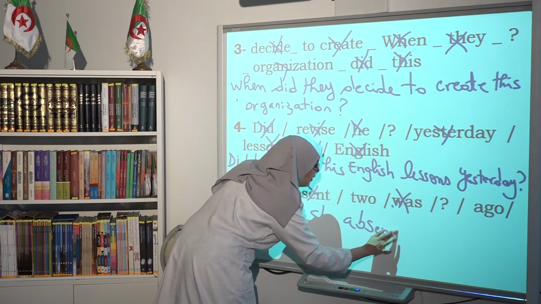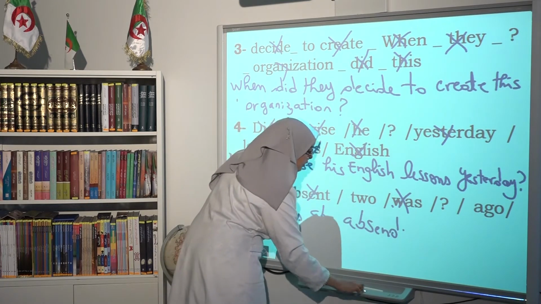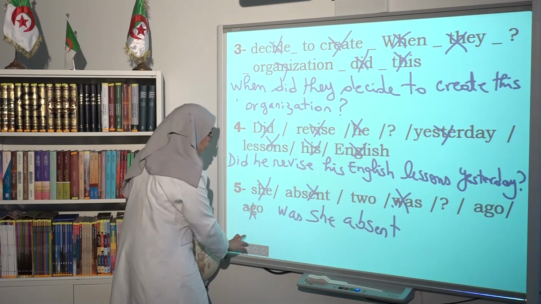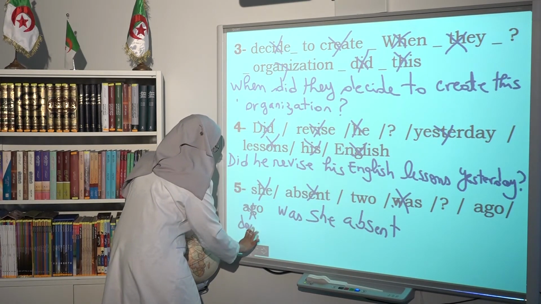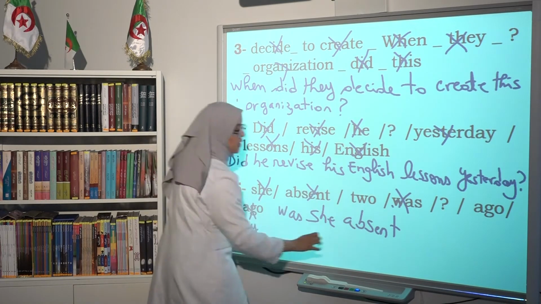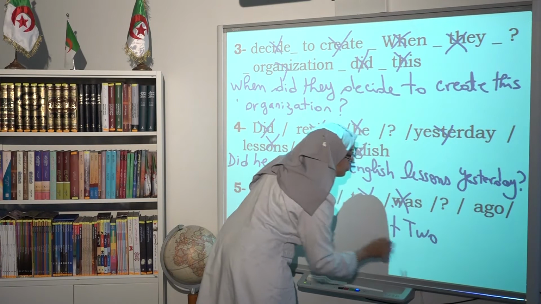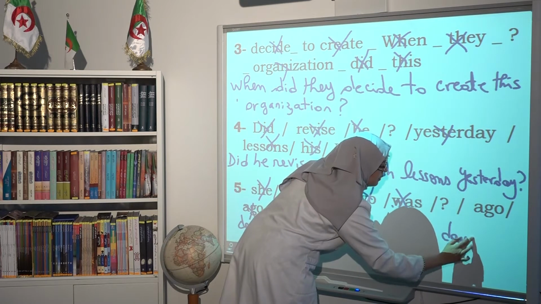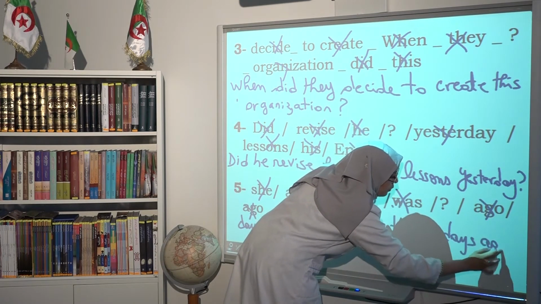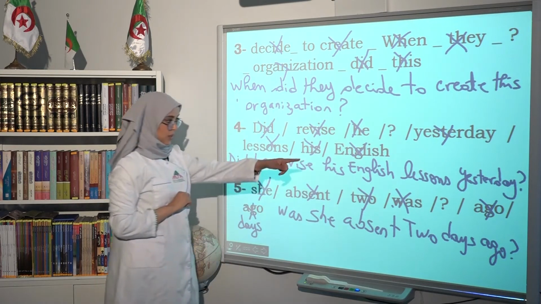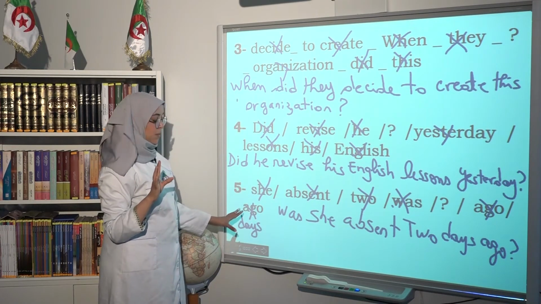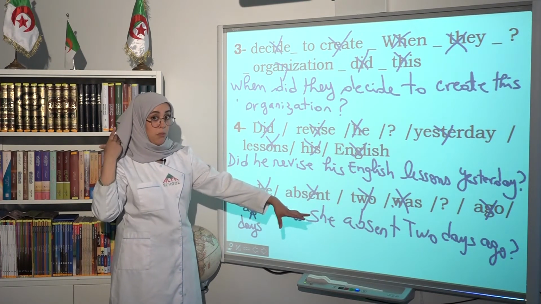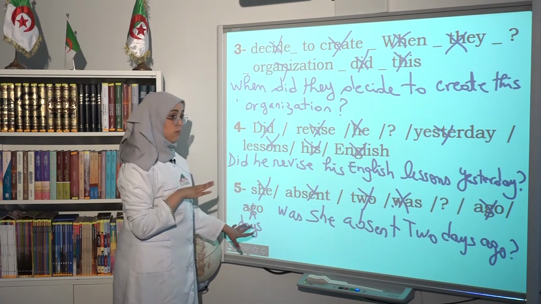Absent. Sorry. Was she absent? This one should be "they". Okay? So, was she absent 2 days ago? Question mark. So instead of "ago", I have written it twice. It's my mistake. Here it should be "days". Again, was she absent 2 days ago? Yes, she was, or no, she wasn't. I think it's clear.